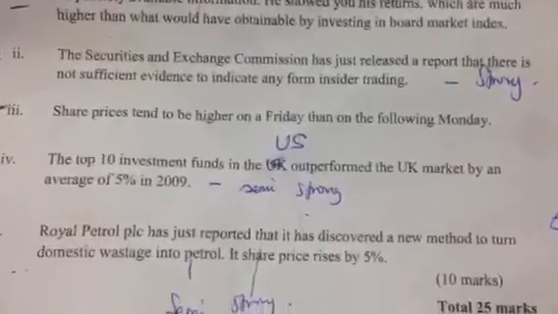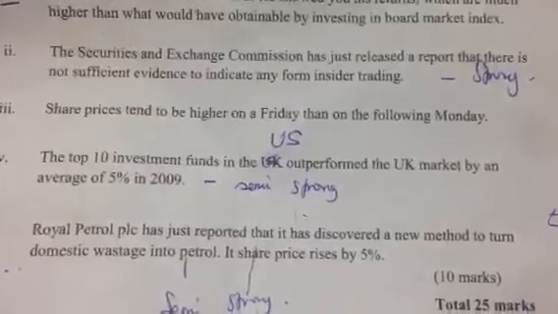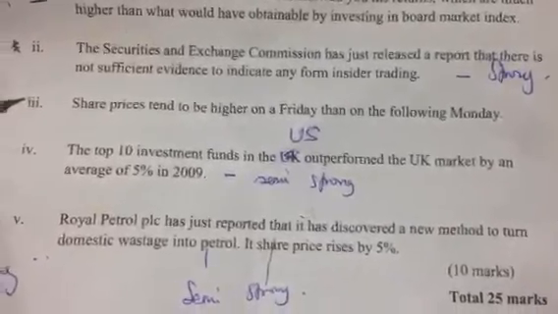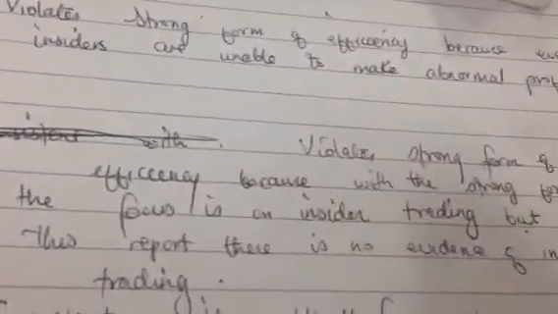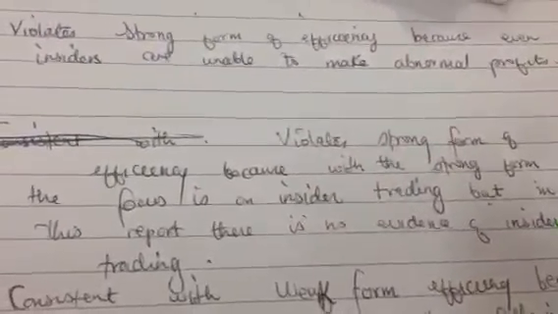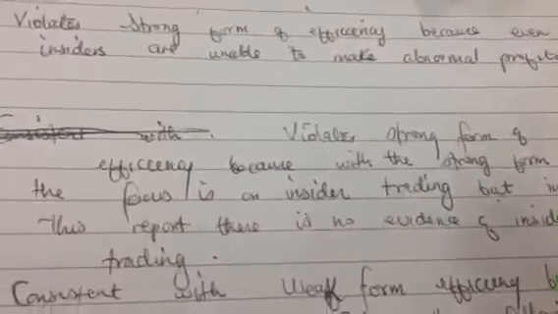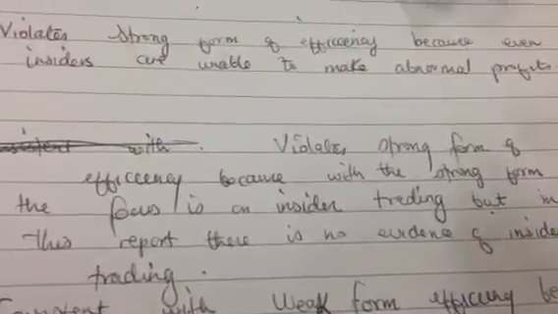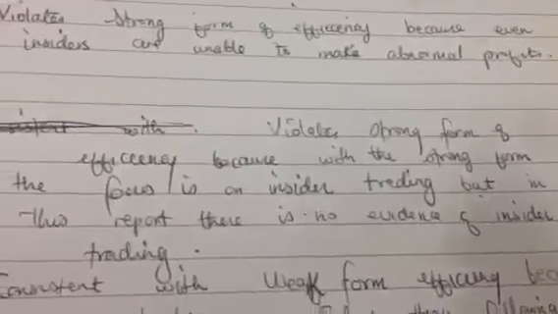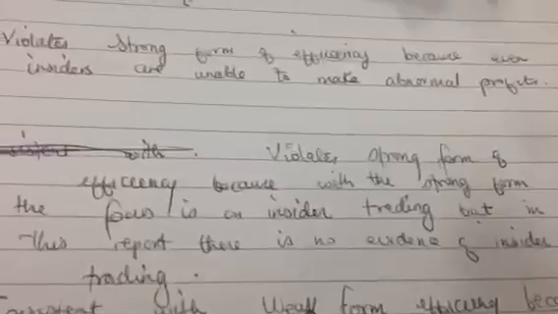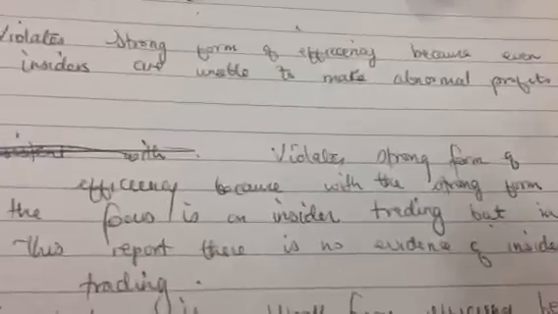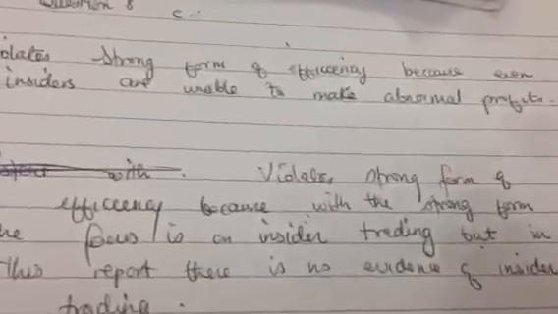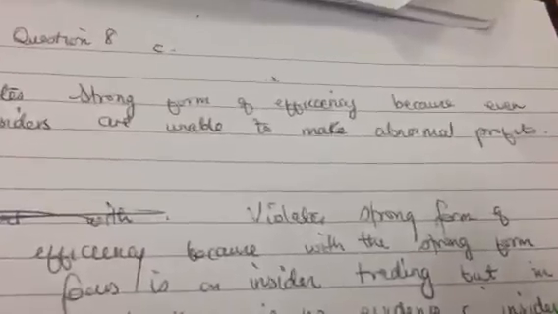Secondly, the Securities and Exchange Commission has just released a report that there is not sufficient evidence to indicate any form of insider trading. From what we learned before, the main focus of the strong form of efficiency is insider trading. So our answer would be that this violates the strong form of efficiency, because the focus in the strong form is on insider trading, but here, based on the report, there is no evidence of that. That's how we would answer that question.